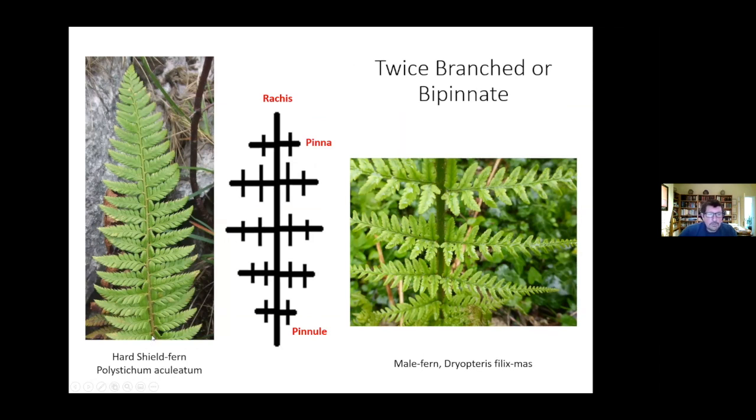Here we have a hard shield fern, which has a rachis, a pinna, and some pinnules. That's two levels of branching. Okay.